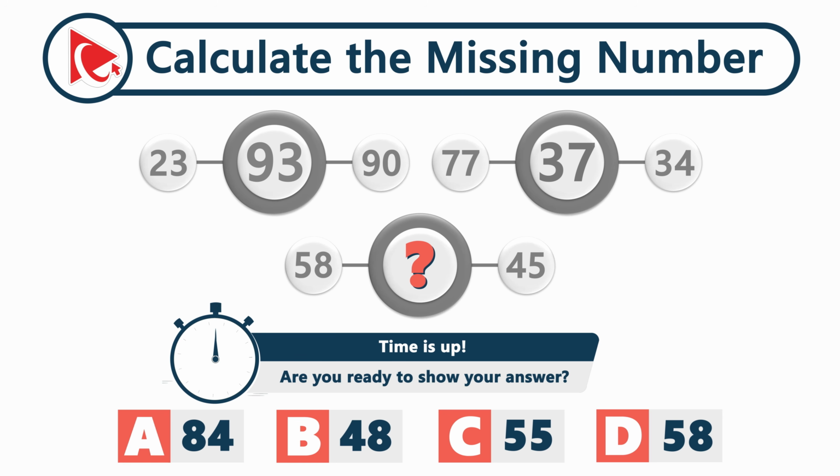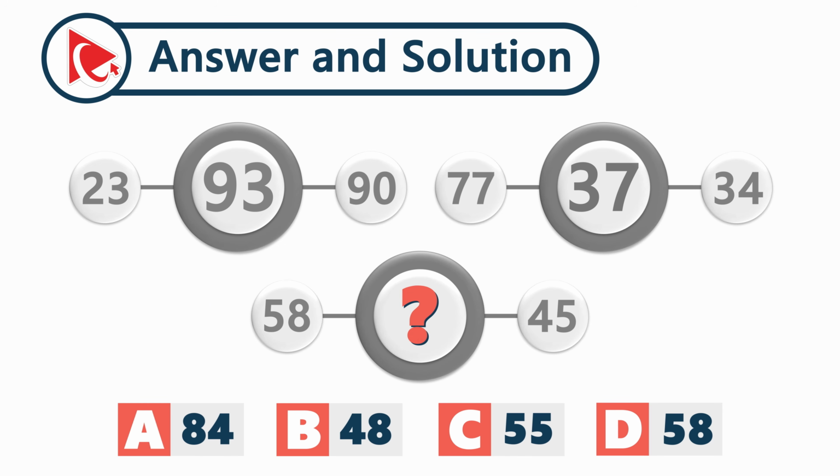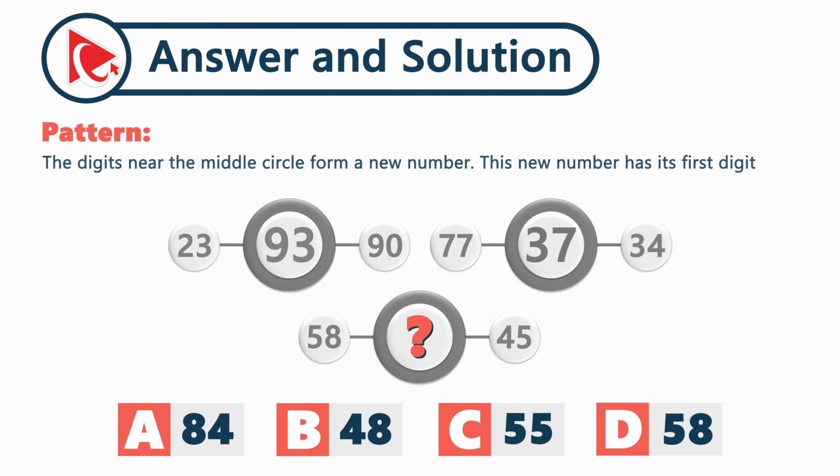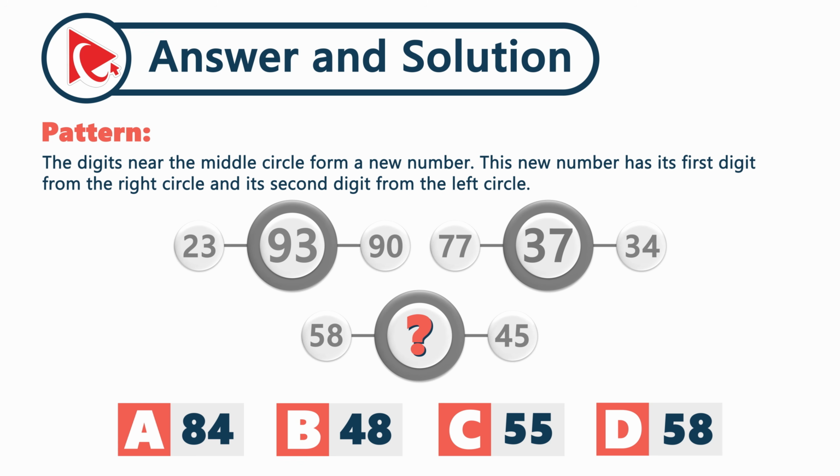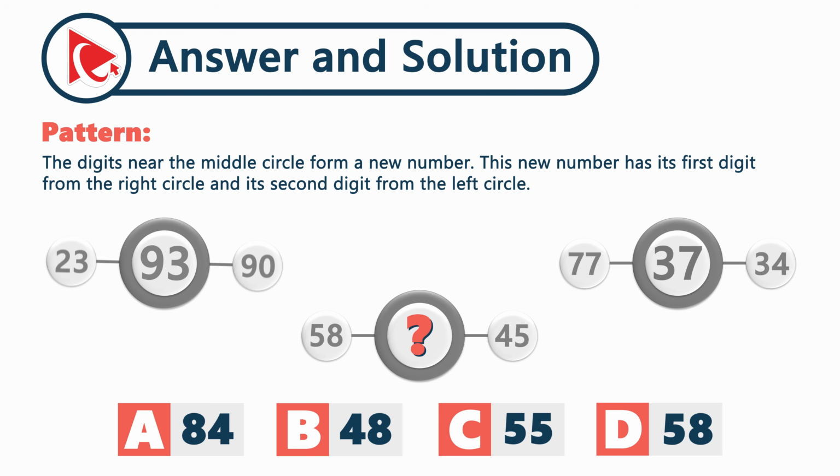Time's up. Are you ready with your answer? As you might have guessed correctly, the digits near the middle circle form a new number. This new number has its first digit from the right circle and its second digit from the left circle. Let's look at the example. In the first shape, the number in the middle has 2 digits, 9 and 3. Digit 9 comes from the right circle, and digit 3 comes from the left circle.